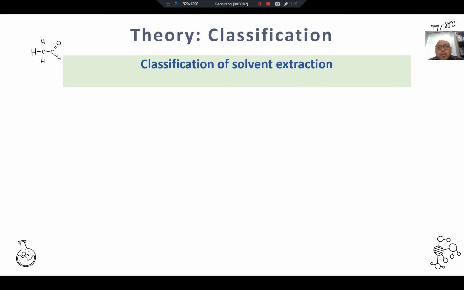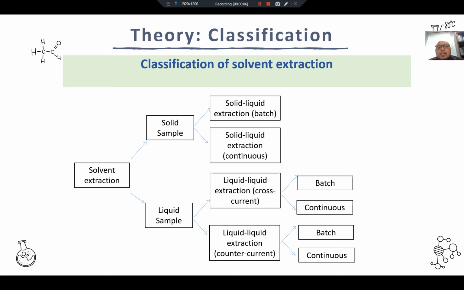Right, the next one, we will look into the classification of the solvent extraction method. The solvent extraction method depends on whether the sample is solid or liquid. If, for example, the sample is solid, you can do either the batch extraction method, or you can do the continuous extraction method. So when we're dealing with this, we call it the solid extraction method.